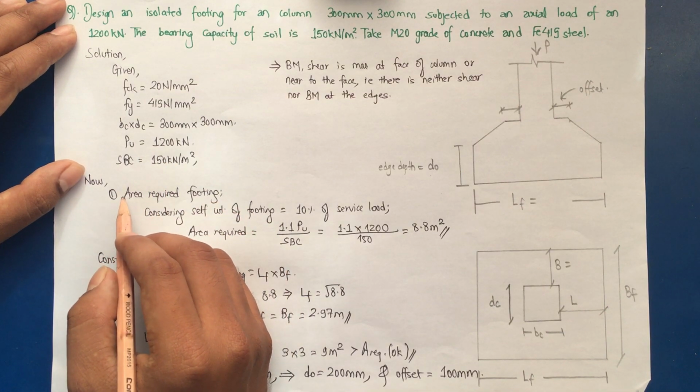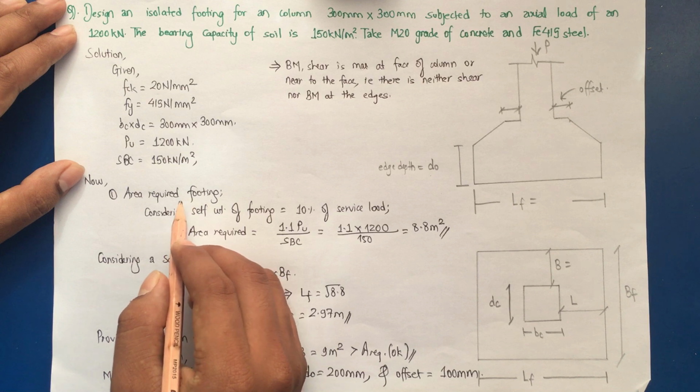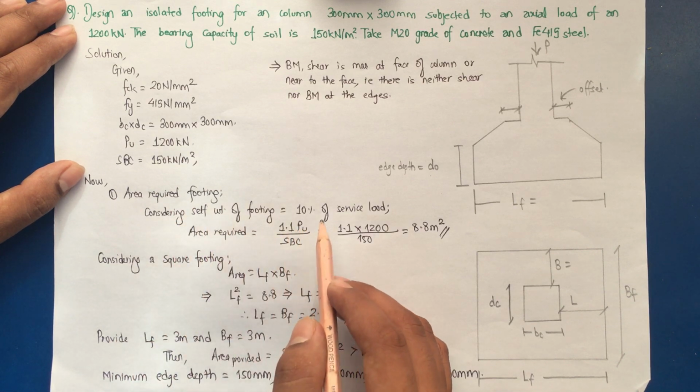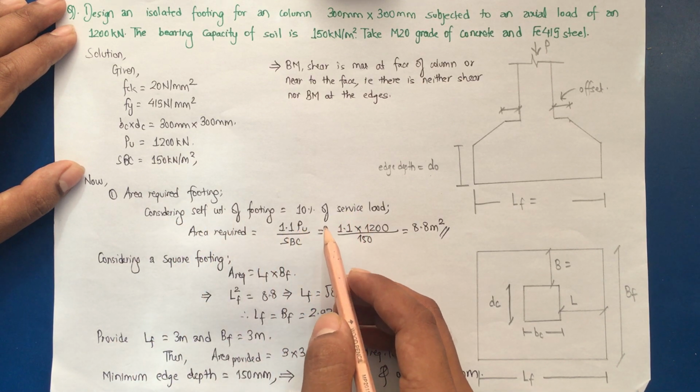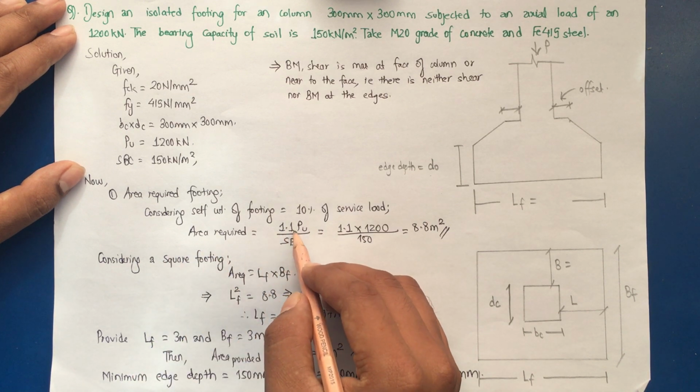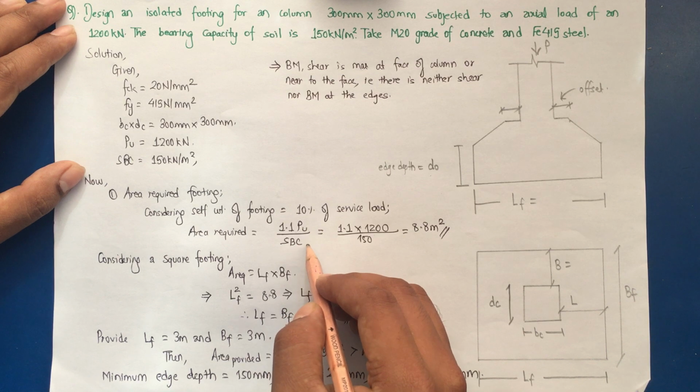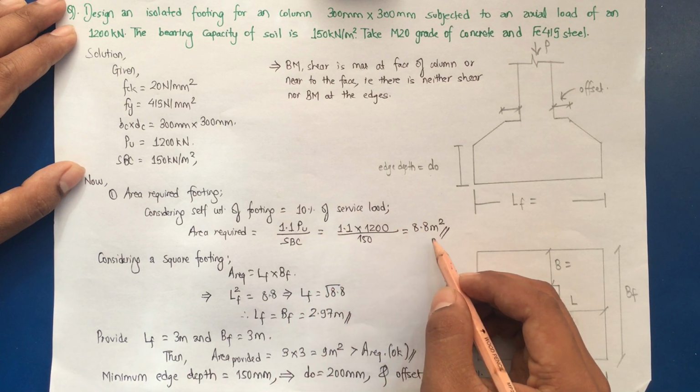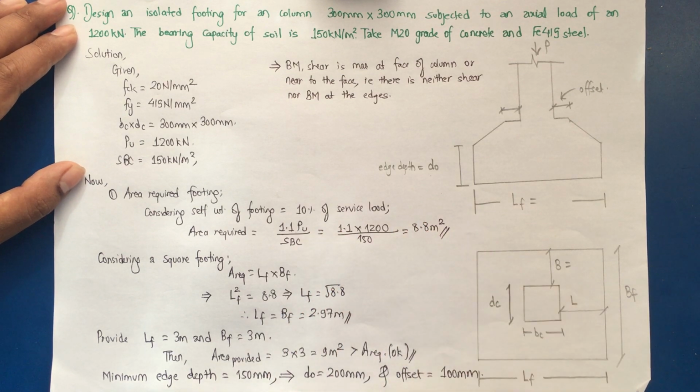So the very first thing is to find the area required for the footing. Considering the self weight of footing, 10% of service load will be added to the load. So area required is equal to 1.1 times of PU by soil bearing capacity. This gives 8.8 meter square, which is the required area of the footing.